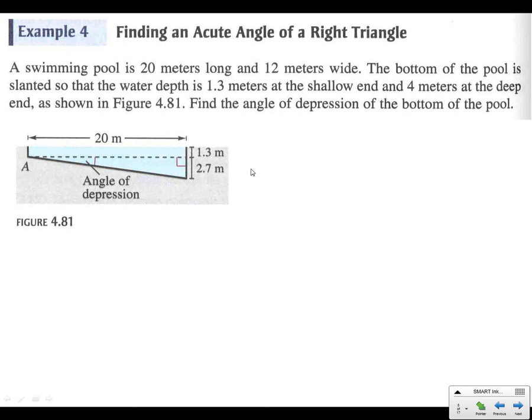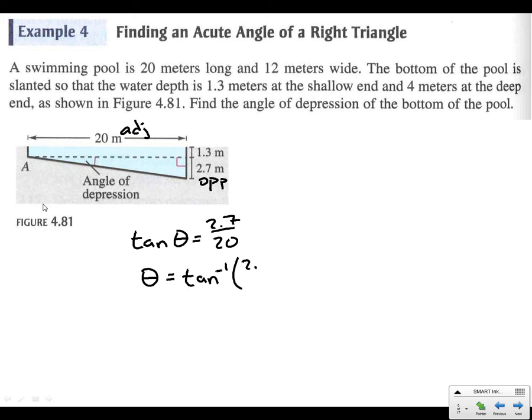Let's find the angle of depression of this swimming pool. We want to find this angle down here. Remember, angle of depression is from a horizontal line swinging down. On this one, we know that our opposite side is going to be 2.7, and our adjacent side is 20. That's a tangent problem. Tangent theta is 2.7 over 20. I need theta by itself, so we need to switch this around. How do we switch things around? We use inverse tangent. So the inverse tangent of 2.7 over 20 will find the angle for us.